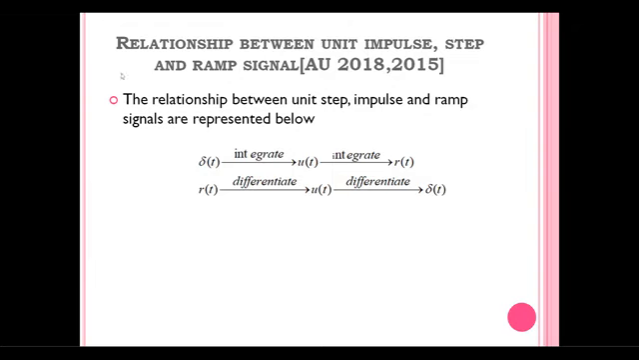There is a relationship between the unit impulse, unit ramp, and unit step signal in continuous time. This relation is a very important question, a repeated question. It was asked in 2018 and 2015 as a 2-mark question, or sometimes we have to derive this relation. It is an 8-mark question also.